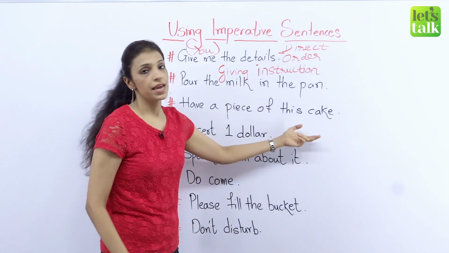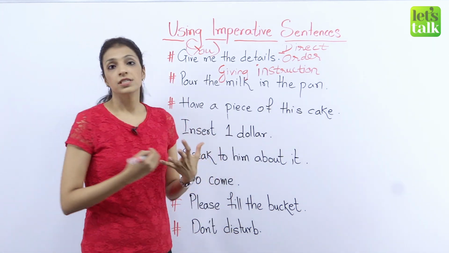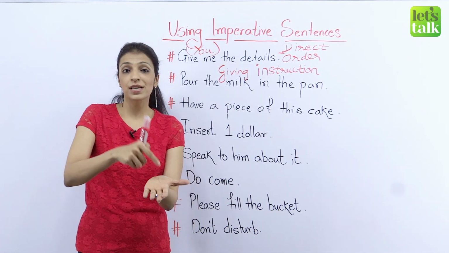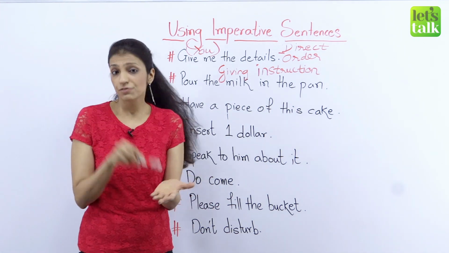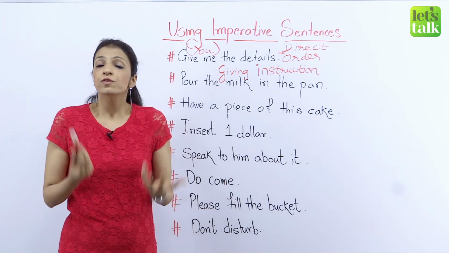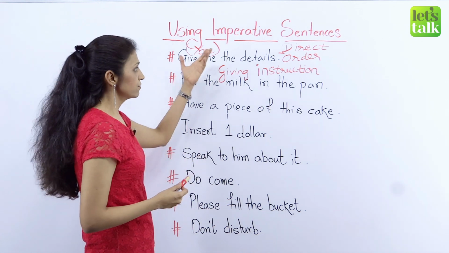Have a piece of this cake. Now, imagine if I have a variety of pastries on my plate and I offer you. So, when I offer you, I'll tell you, "Have this piece." So, probably it's a blueberry cake and I say, "Have this piece of cake, it's really nice." So, when you offer someone or when you make an invitation, you can use an imperative sentence.